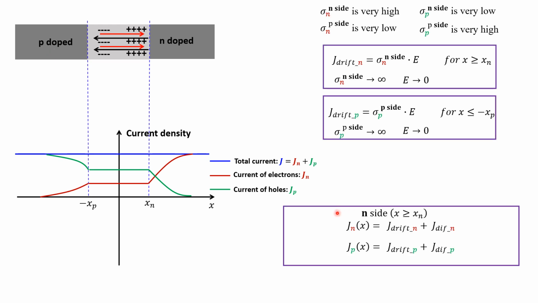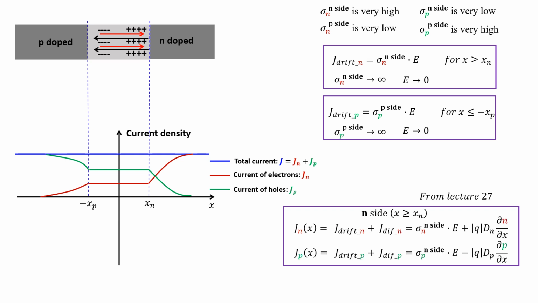Okay, so now let's take a look at the current of electrons and holes on both sides of the p-n junction. Let's begin by taking a look at the current in the N side. So as usual, we have two contributions for each current. We have the drift current of electrons and the diffusion current of electrons, and we have the drift current of holes and the diffusion current of holes. And we know from lecture 27 that the drift current is proportional to the electric field and the diffusion current is proportional to the gradient of the concentration of charge carriers, electrons for the N current and holes for the P current.